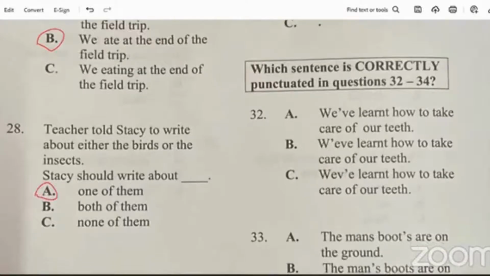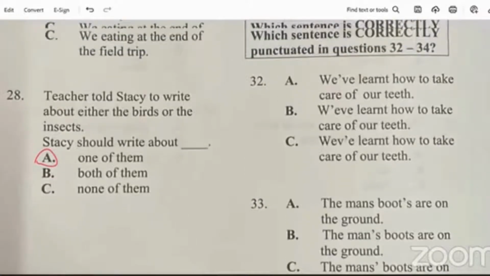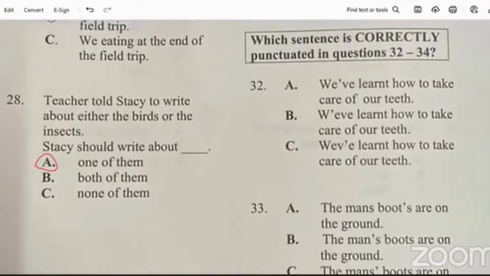Let's see if we have 29 down here or we go back to the top. All right, so we're back to the top on the other side.